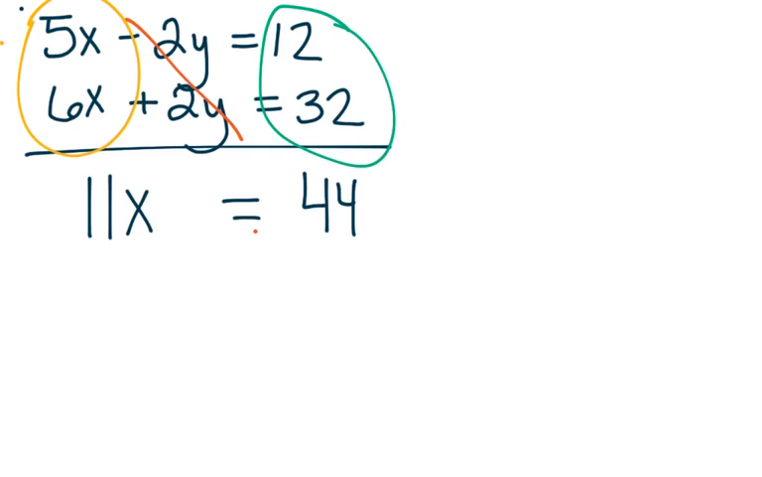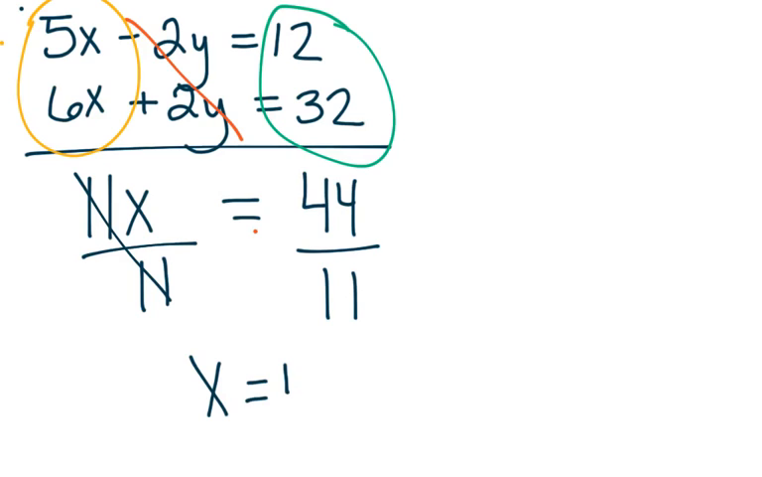So here's my new problem. 11x equals 44, and we eliminated the y variable. Now we can solve, because you can't solve when you have two variables. So divide by 11 on both sides. x equals 4. So congratulations, we got x. But there's one more thing we've got to do. We've got to go find y, because with systems, your solution is an ordered pair. So an x and a y.